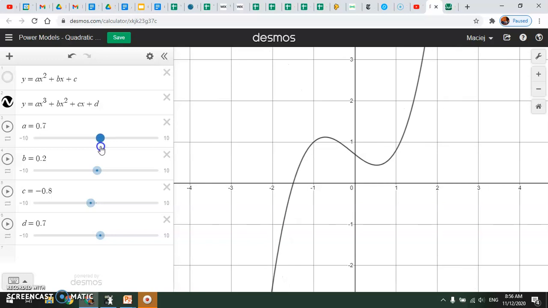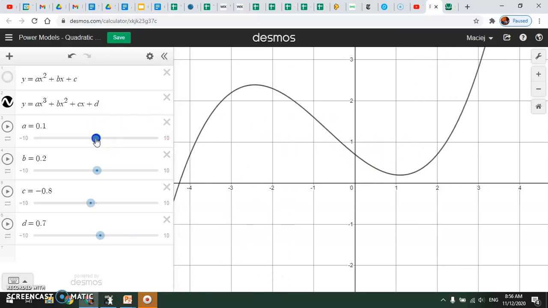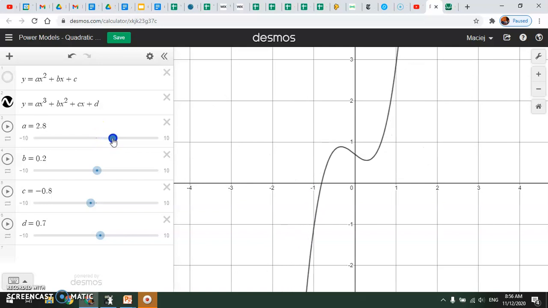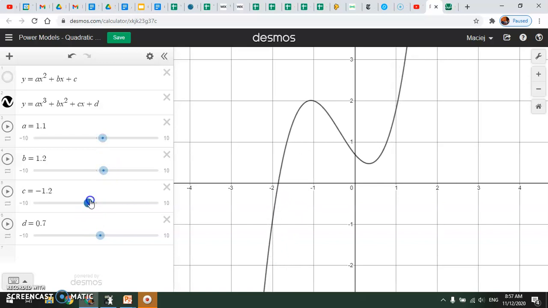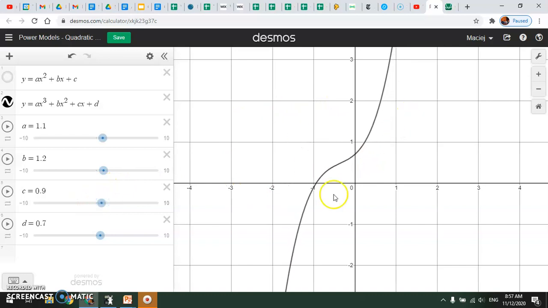I'm going to change the a. Look, it's becoming like that. You can see a max point, a min point. Change it some more. Change it so you can still see max or min. But if you go a little further, let me show you as I change the b value and c as well. Look at that. All of a sudden, now the cubic has a max or min, but when I change the c value, look what happens. It no longer has a max or min.